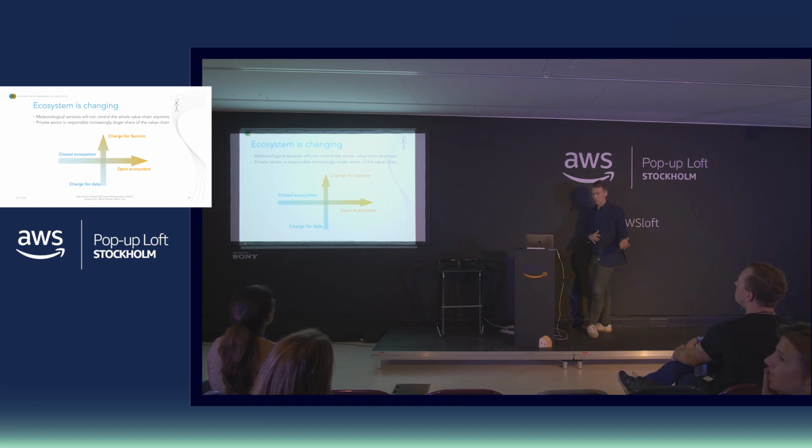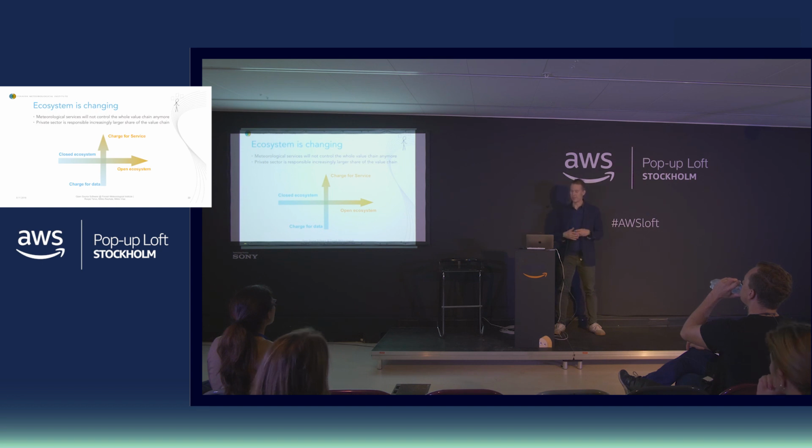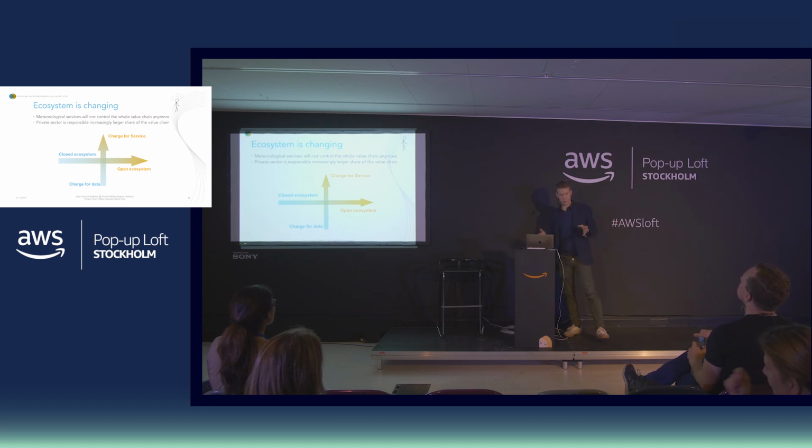And we are moving from a closed ecosystem to an open ecosystem. That means that meteorological institutes don't control the whole value chain anymore. They release the data, but they don't have control after that. And that's kind of challenging, but that also helps us, of course. And this means also that the private sector in total is taking more and more responsibility of the value chain.